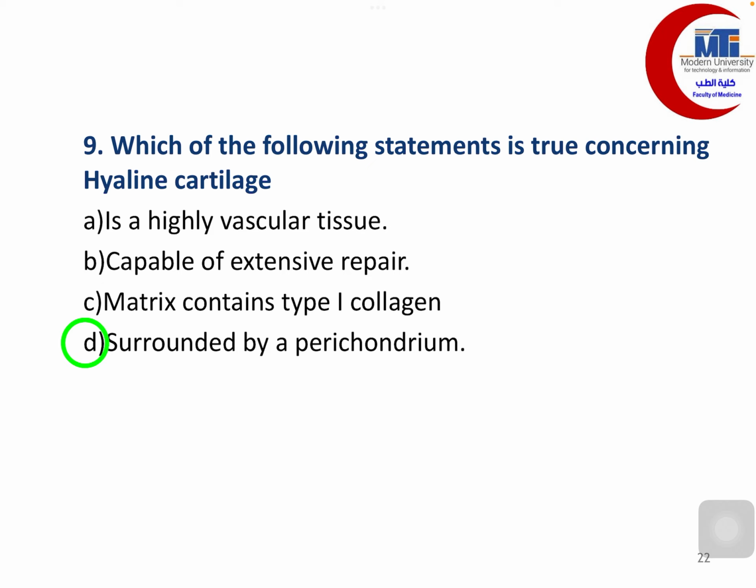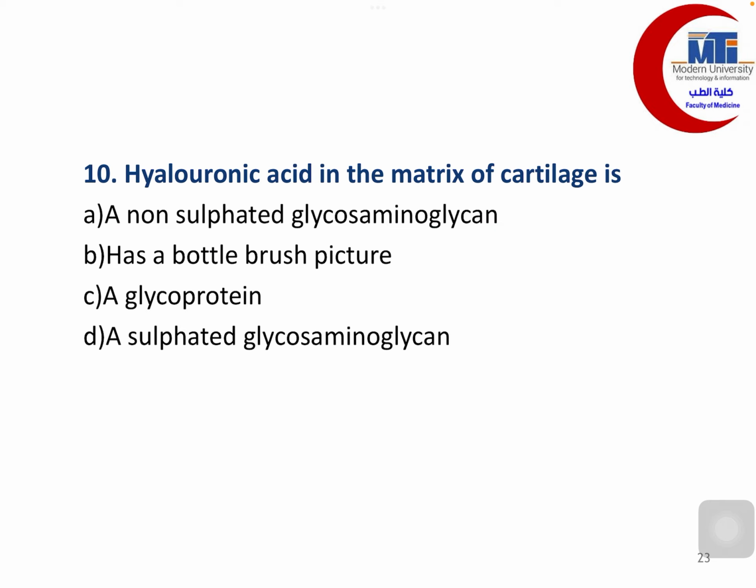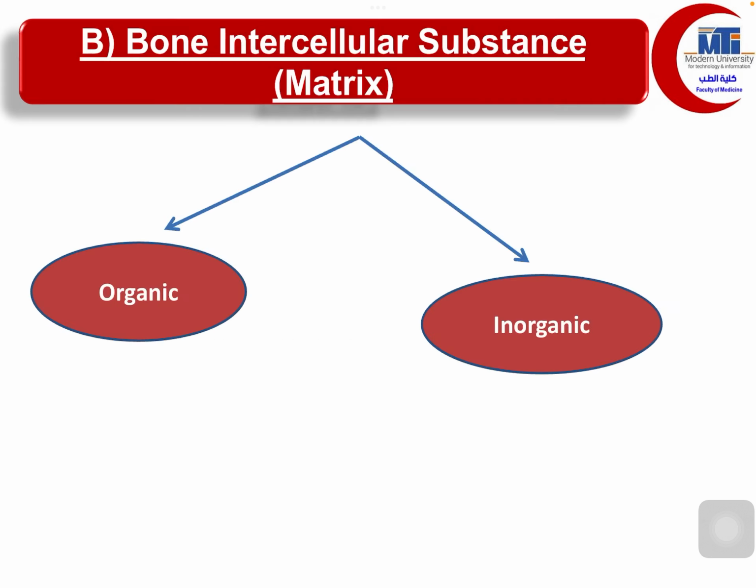The hyaluronic acid in the matrix of the cartilage actually is one of the glycosaminoglycans, but it is not sulfated. If you remember from the previous lecture, the most common sulfated glycosaminoglycan was the chondroitin sulfate, but there is another type of glycosaminoglycan which is not sulfated, called hyaluronic acid. It also absorbs water and is responsible for aggregation of more water inside the cartilage tissue.